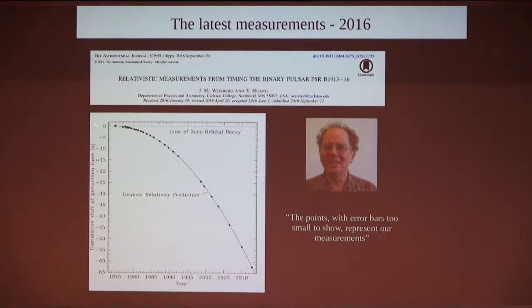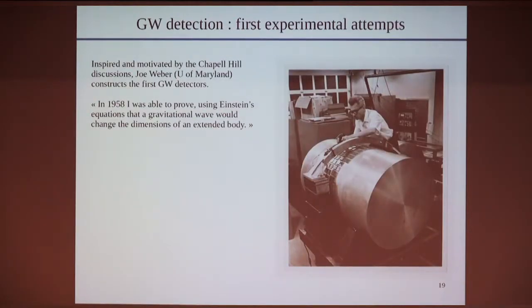So this is the latest measurement of this very nice object. Over 40 years of measurement, you see the prediction by GR, and you see the data points. So Joe Weisberg is still continuing with his students to measure this pulsar. So let's come back to the first experimental attempt.